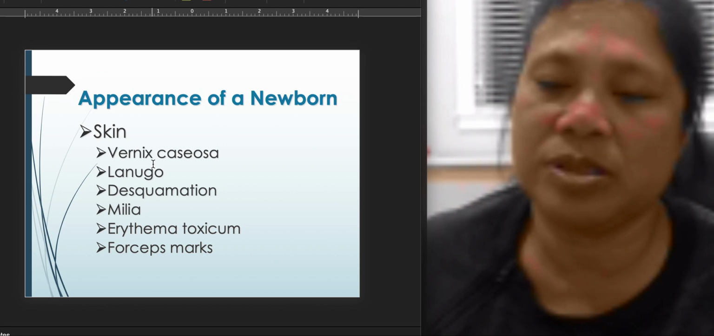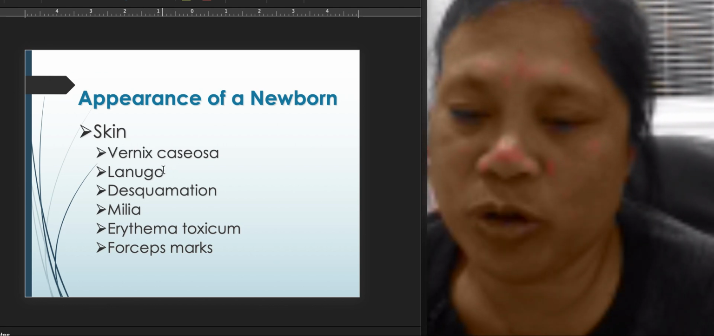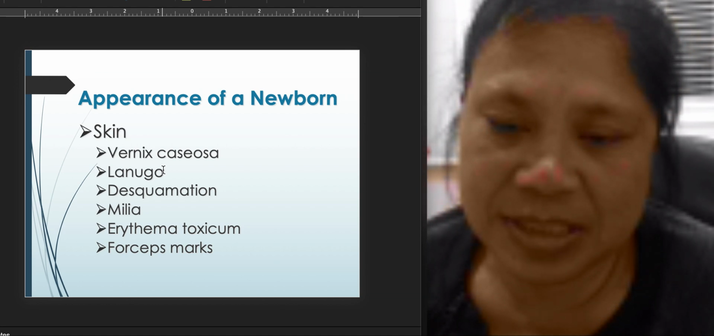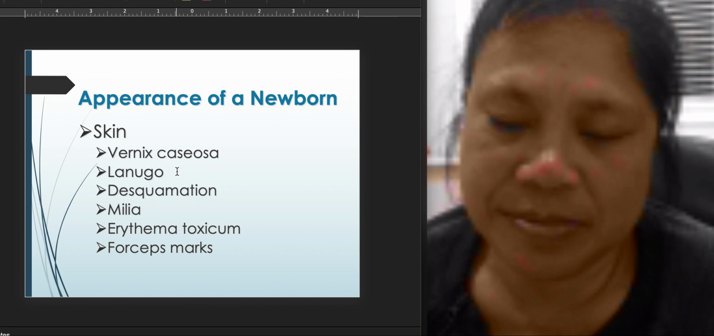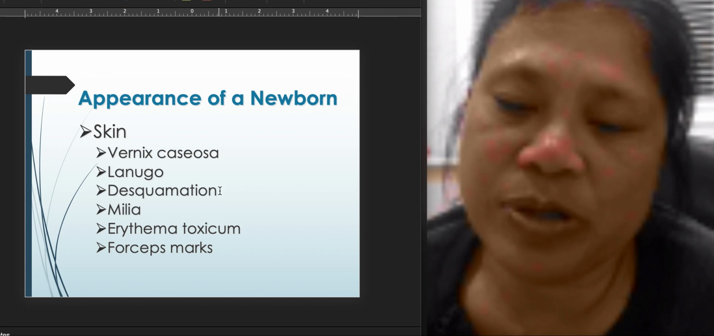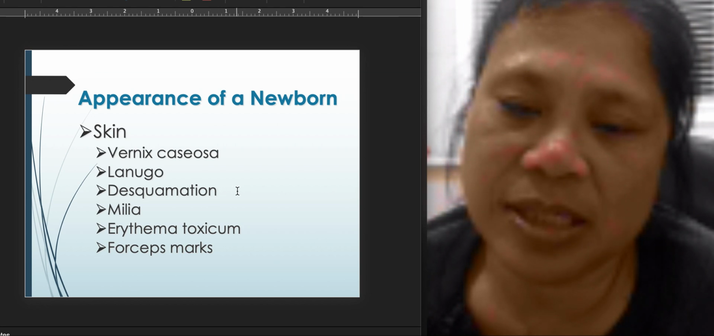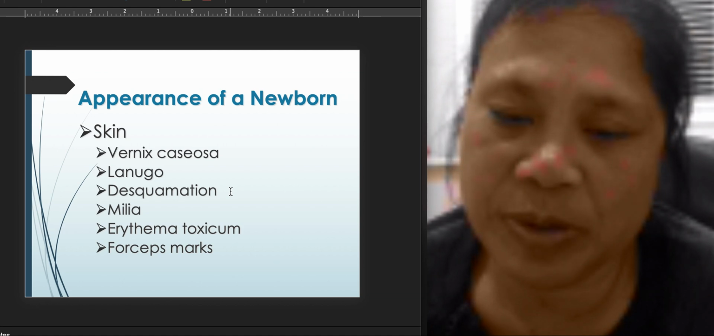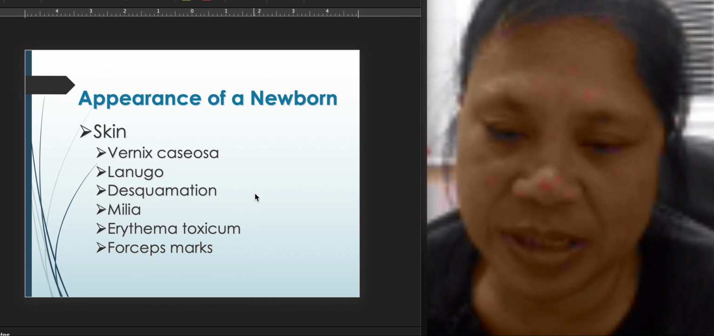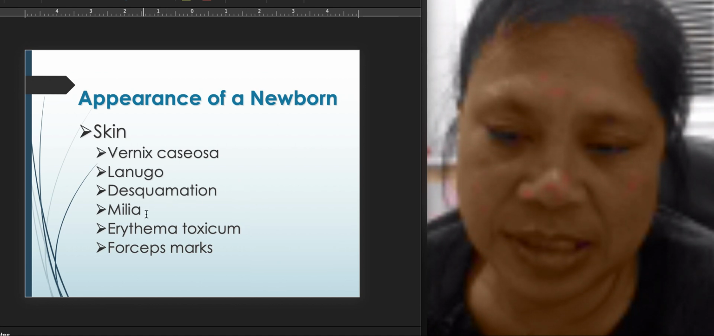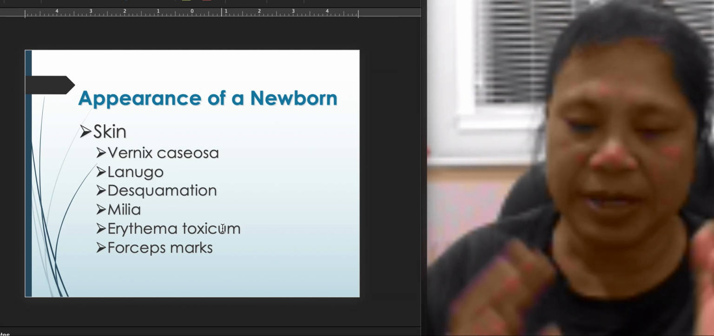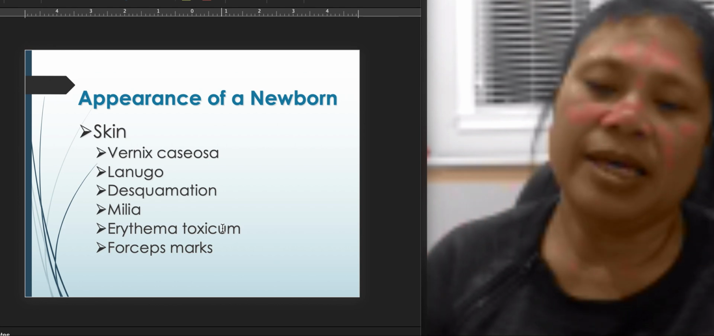Lanugo, as I mentioned before, is the hair. As they become more mature, closer towards term, they have less. They have more bald spots. Desquamation is like these little lines, and they usually see this more when they become more term, or even post-term. They have lines, and sometimes they have peeling. And then milia are the little spots on the nose. Erythema toxicum, they call it the strawberry patches, is the redness sometimes, and then forceps marks.